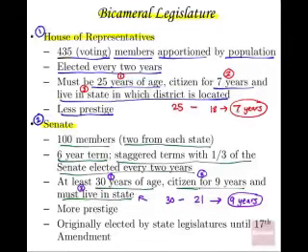Someone like myself, I was not born in the United States, but I became a naturalized citizen, which means I'm technically eligible to run for both the House and the Senate just based on the constitutional requirements.